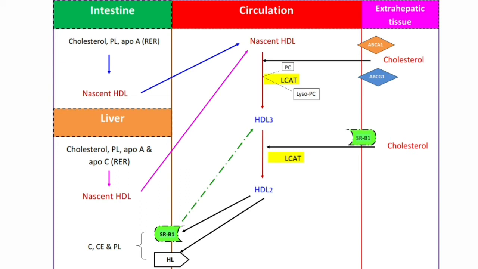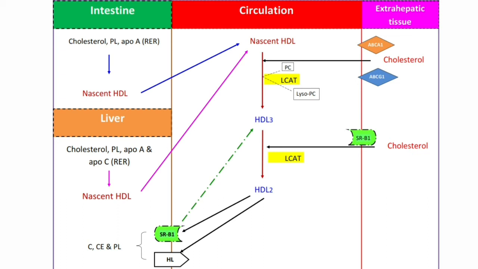As we discussed, there are two different mechanisms in which cholesterol is transported, and the second mechanism is using receptors called scavenger receptor B1. These scavenger receptors of class B1 are identified as the HDL receptors, and these SRB1 receptors have a dual role in HDL metabolism.